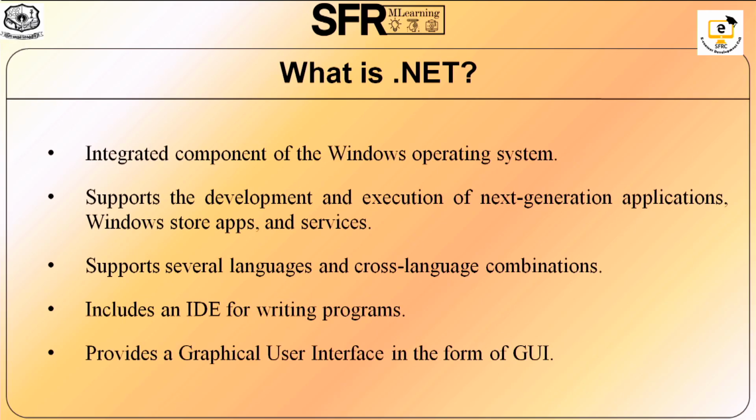Introduction to .NET. .NET is an integrated component of the Windows operating system. It supports the development and execution of next generation applications like Windows Store apps and services. The Google Play Store apps also use the .NET framework. It also supports several languages and cross language combinations. We can use more than one language to write a program. It includes an IDE for writing a program, which makes it easy for programmers to create a program. It provides a graphical user interface in the form of GUI.